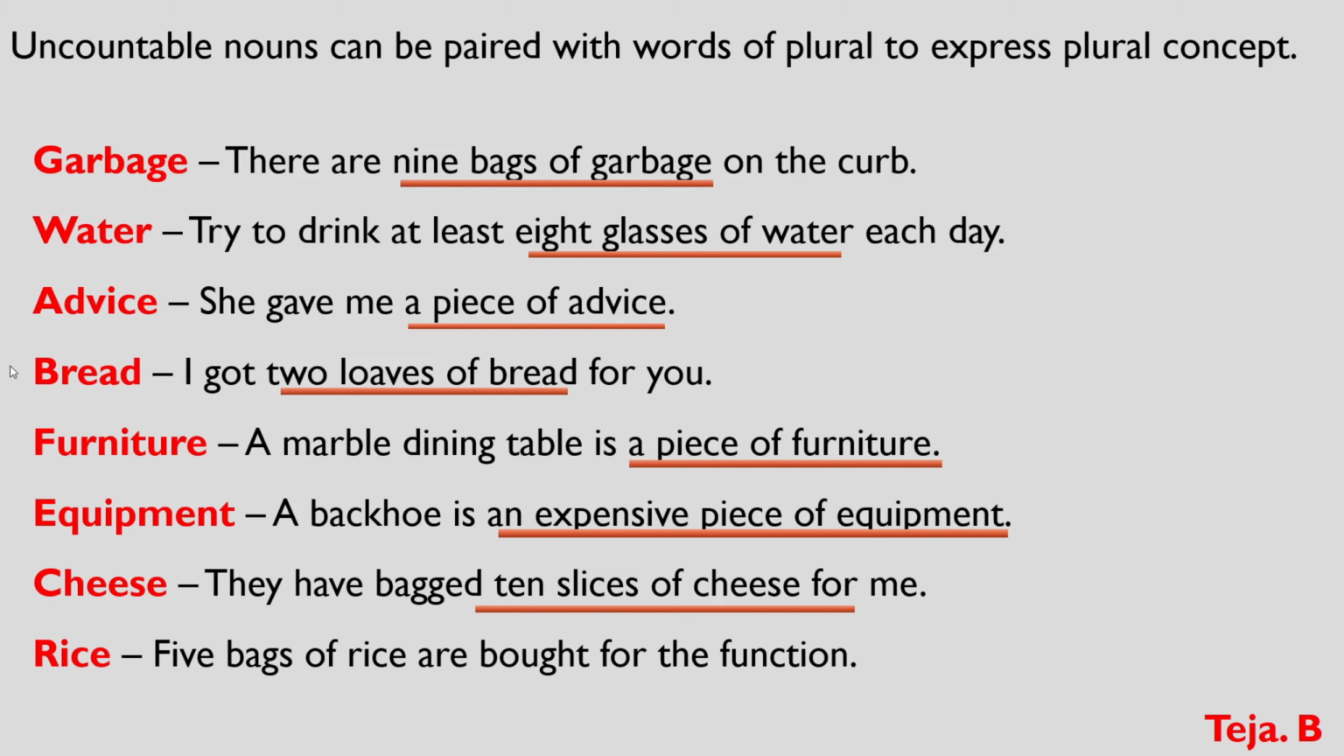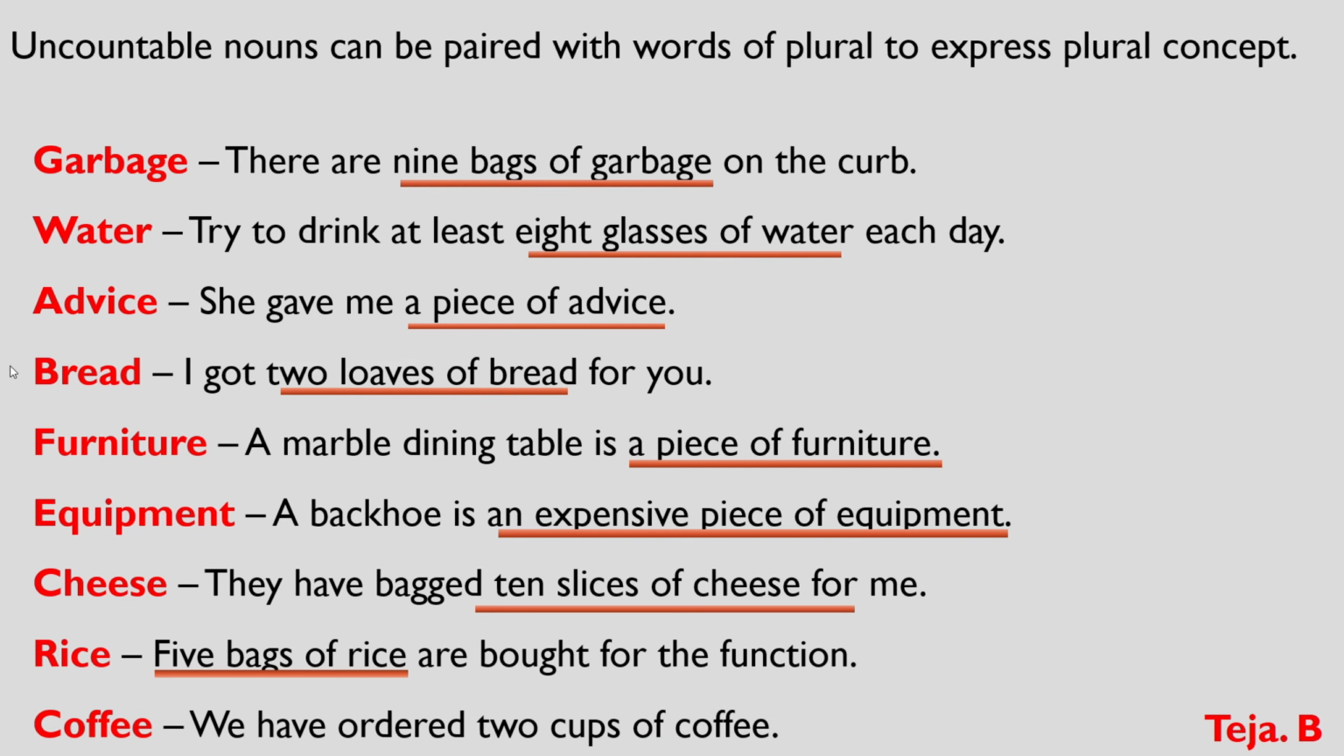Rice. Some people use rices. Don't use rices. Use a bag of rice, or bags of rice, 5 bags of rice, 10 bags of rice. Coffee: two coffees, three coffees. Don't order two coffees, three coffees. Instead, we have to use 2 cups of coffee, right? These are all uncountable nouns, which can be made countable by using the plural concept, right? Are you clear, guys? Let's see the next one.